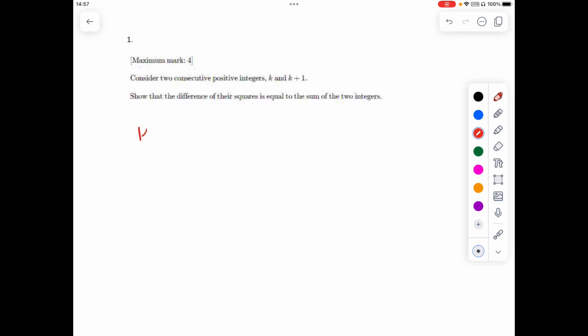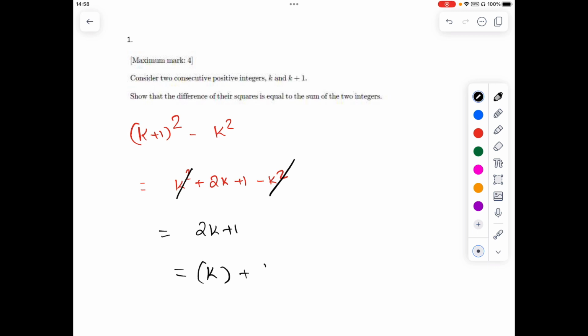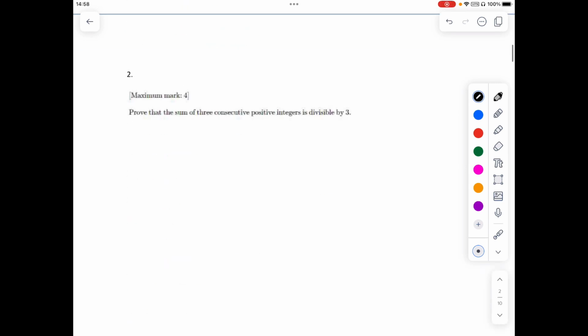So difference of the squares: (k plus 1) whole square minus k square, which is k square plus 2k plus 1 minus k square. What happens? k square and k square get cancelled. So what do I get? 2k plus 1. I can write it as k plus (k plus 1). See, this is the sum of the two integers. k and k plus 1 sum is nothing but 2k plus 1. So it has been proved. So very easy question. Question number 2.